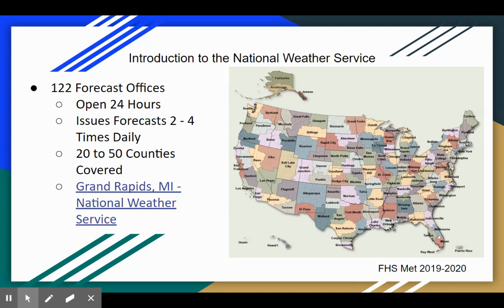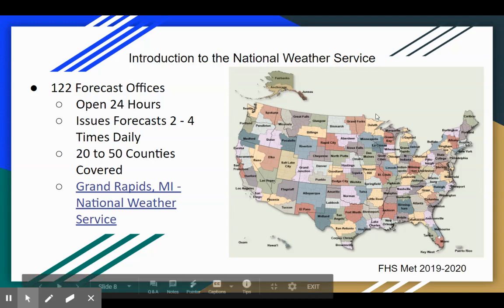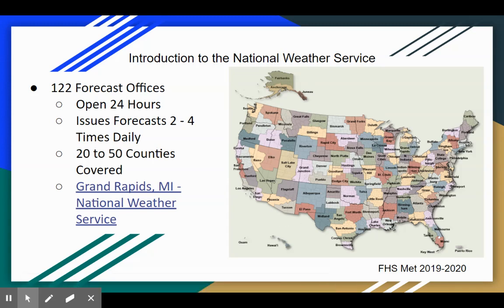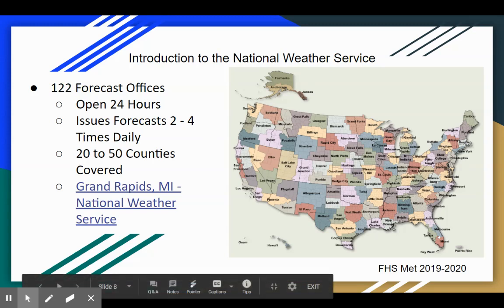Okay, so a little breakdown of the National Weather Service. There are 122 forecast offices. You can see the map over here and all of the forecast offices throughout the United States. If we go closer to home here in Michigan, we have 4 different offices that cover the state of Michigan. Ours is the Grand Rapids National Weather Service office, but Michigan also includes the one in Detroit, Gaylord, and up in the Upper Peninsula, the National Weather Service out of Marquette. But here is the breakdown of the 122 forecast offices around the United States.